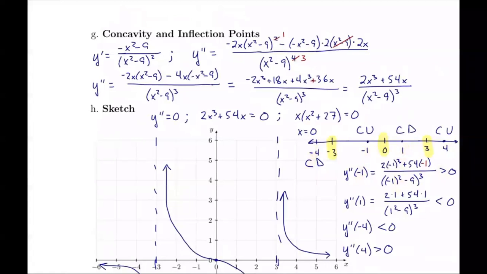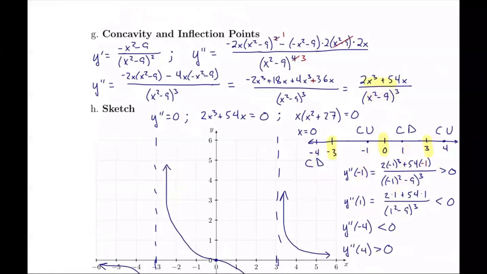Plug that into our second derivative. It looks like we get something negative, right? We're claiming that. You could work out the details. Remember that we're just plugging it into this function, but you'll see that we get a negative number out, so we're concave down on this interval.